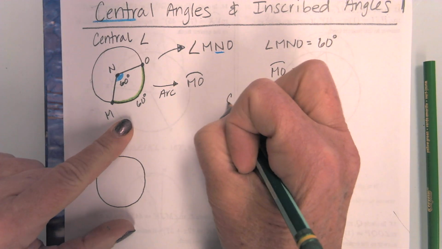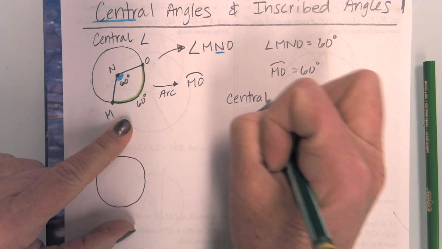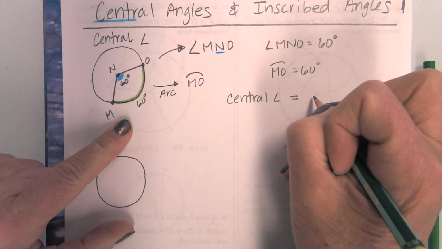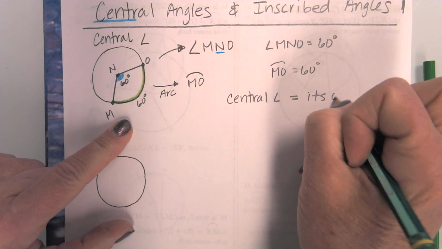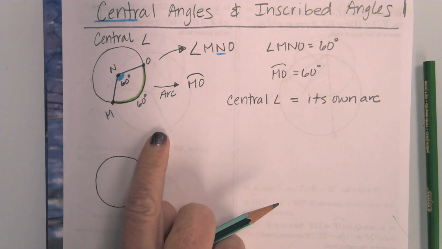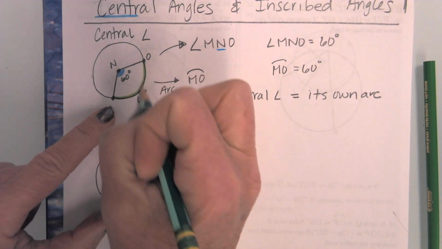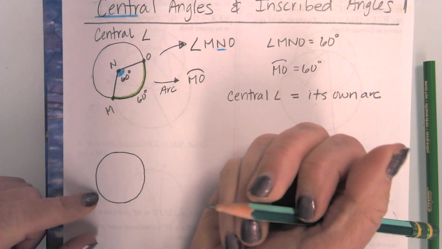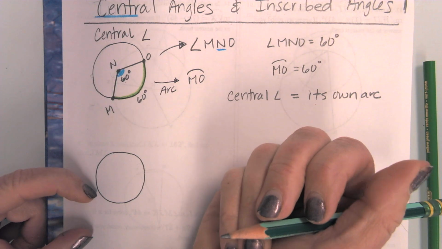So your central angle is equal to its own arc. So you're going to come up with math problems that are going to give you the arc, 75 degrees, and they're going to ask you what the central angle is. And you're going to say 75 degrees.